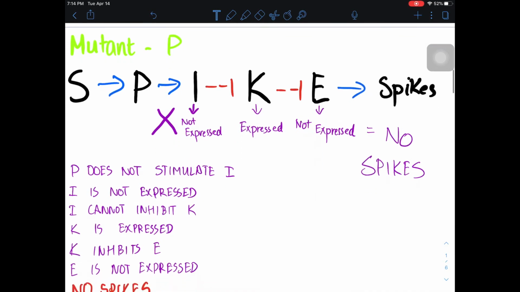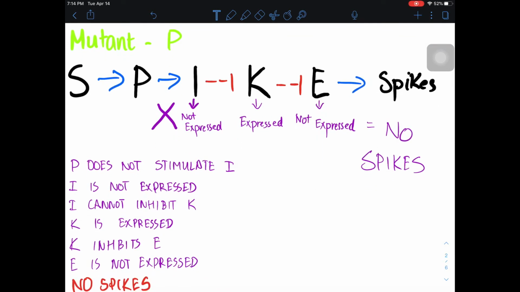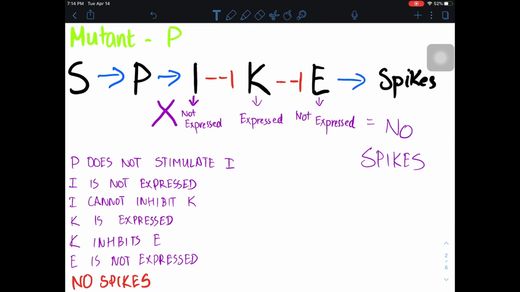The mutation in P leads to P no longer stimulating I. That means I is not expressed and cannot inhibit K. So K is expressed, and therefore K inhibits E, and E is not expressed. This results in E not being able to produce spikes. So there's no spikes in this mutation.